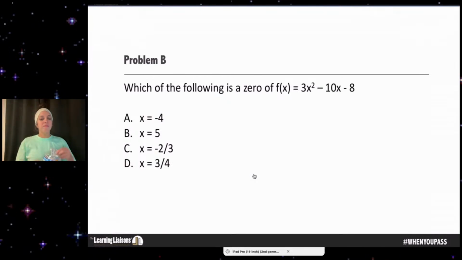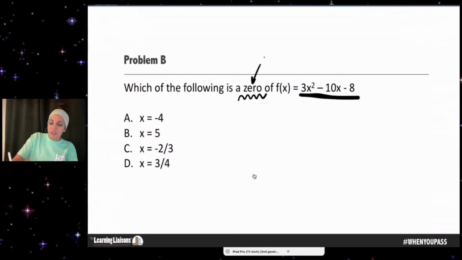Which of the following is a 0 of f of x equals 3x squared minus 10x minus 8? So when we're looking at zeros, we're looking at the next step. For the problem before, we were looking at factors. We were looking at what times what is going to give me my bigger item. Now I'm going to take those factors and solve them to get my zeros.